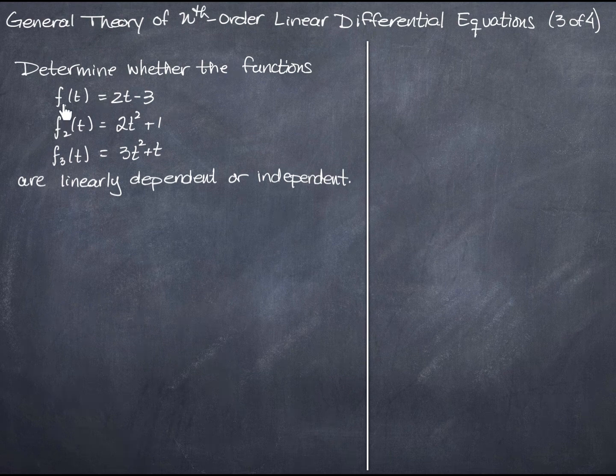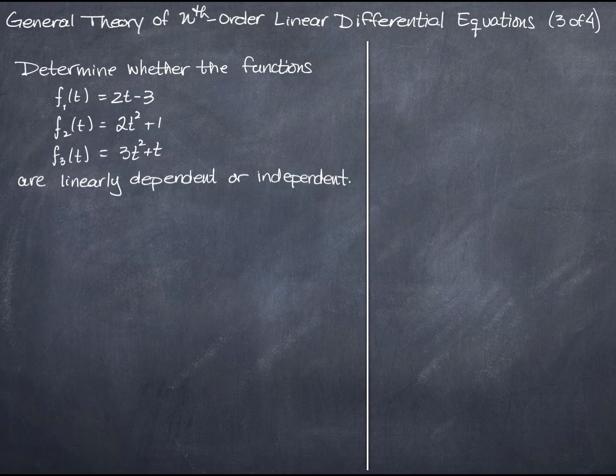Okay, so here are three functions. f1 of t is 2t minus 3, f2 is 2t squared plus 1, and f3 is 3t squared plus t. And our goal here is to determine whether these three functions are linearly dependent or independent.